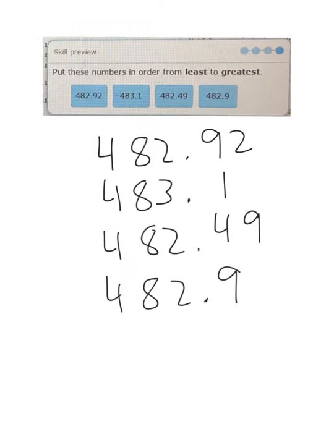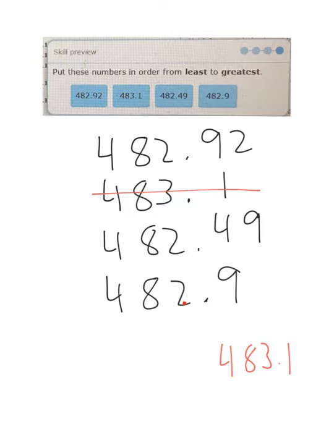In this last example, it says put these numbers in order from least to greatest. So this time they've switched it and said from smallest to biggest. Again, I've lined them up. I think that's the easiest way. They're all the same in the hundreds column. They're all the same in the tens column. But this one is different. I notice this one's the biggest. So I'm going to go ahead and write that. Obviously, 483.1 is the biggest number.